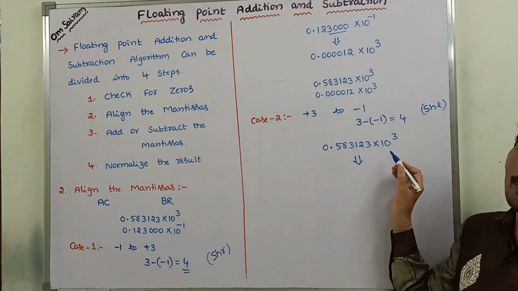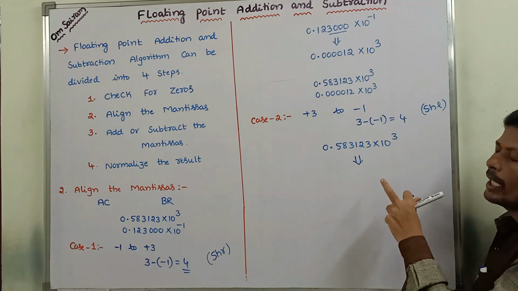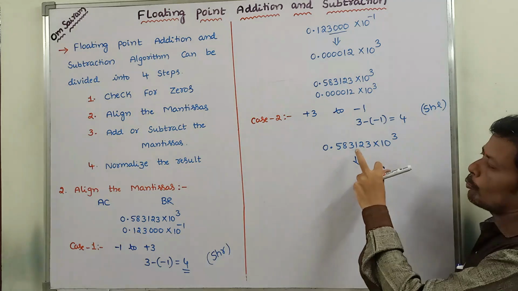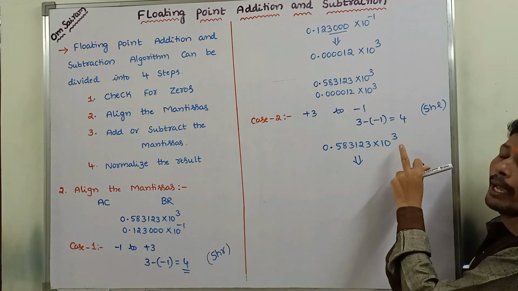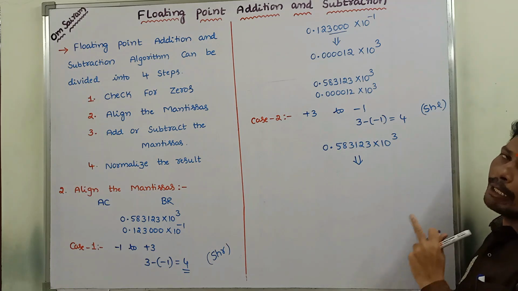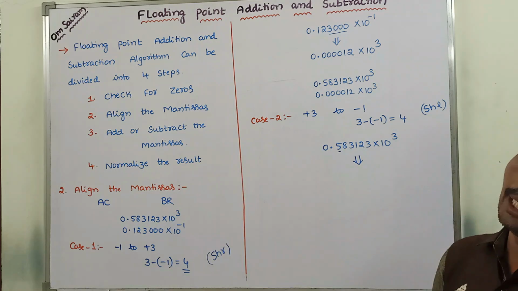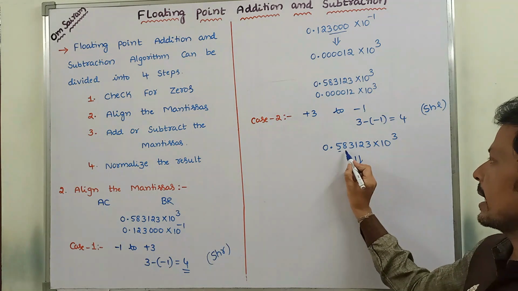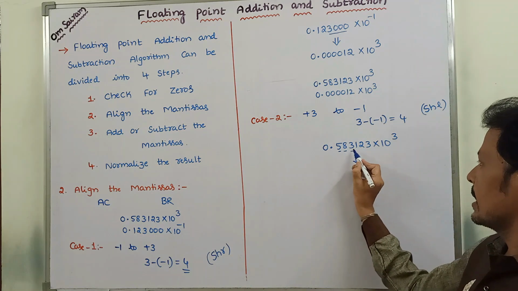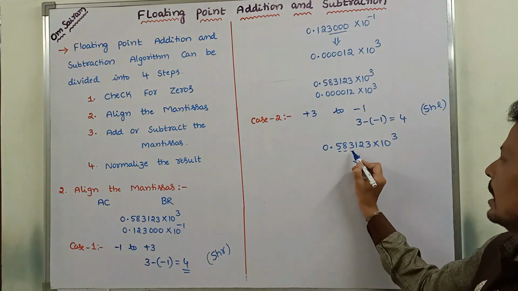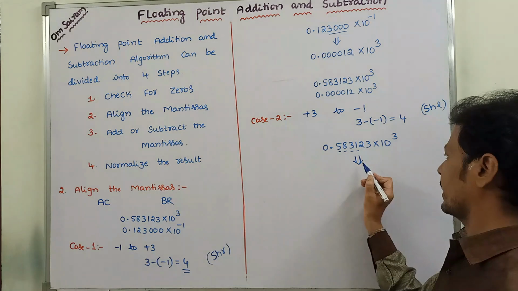So we have to perform the shift left operation four times. Every time we perform the shift left operation, one bit is shifted towards the left. At that time, the exponent value is decremented by 1. First, this bit is shifted to left. This bit is eliminated. Second, this bit is shifted to left. This bit is eliminated. Now third, this bit is shifted to left. This bit is eliminated. Fourth, this bit is shifted to left. This bit is eliminated.